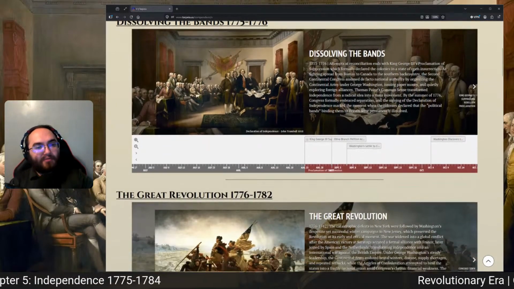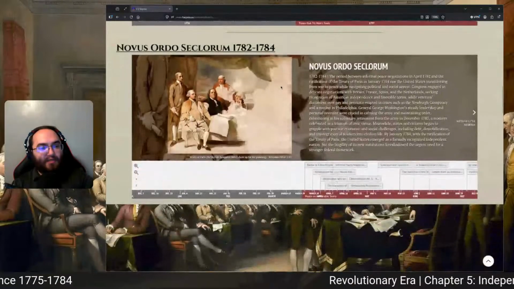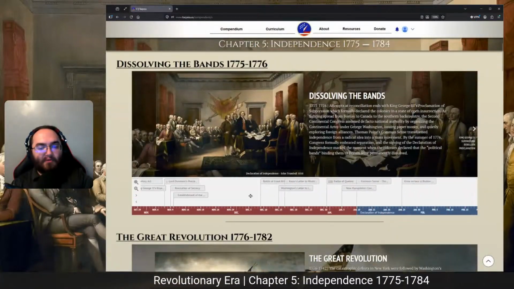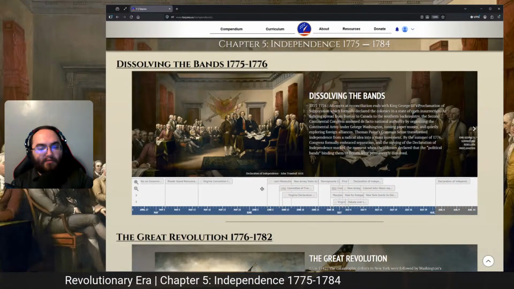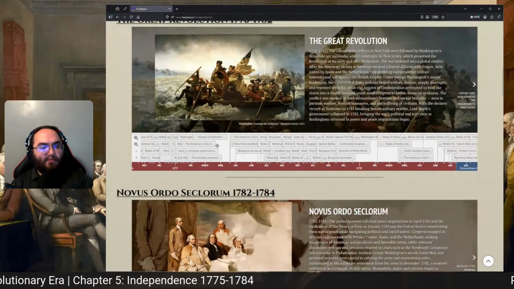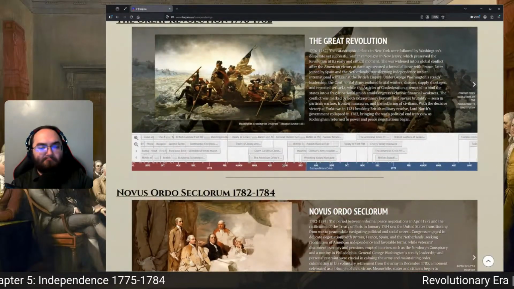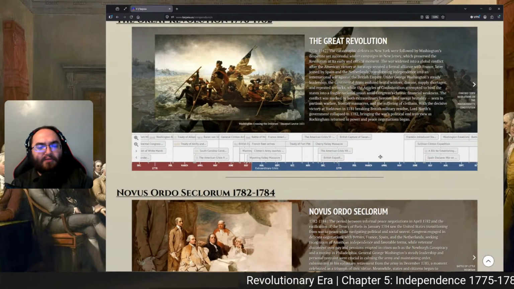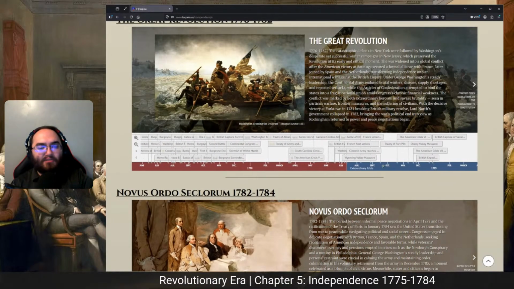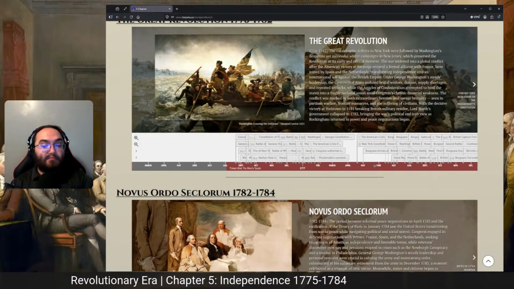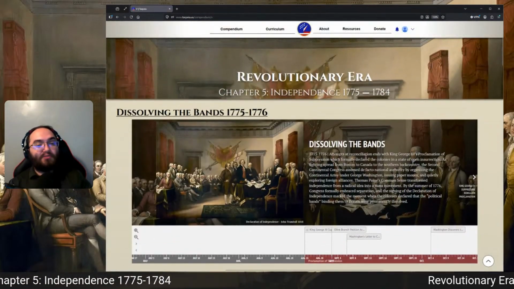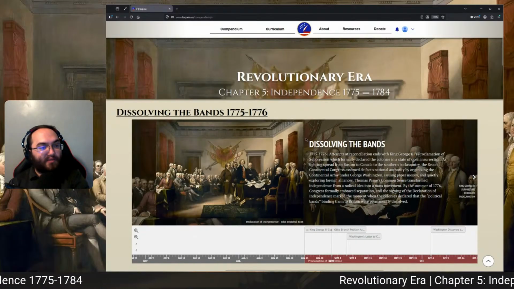This chapter is divided into three sections, and each section has its own dedicated timeline. These timelines are interactive. You can click through, and most of these are primary source documents, but also events to provide context to different things that are going on during this time period.